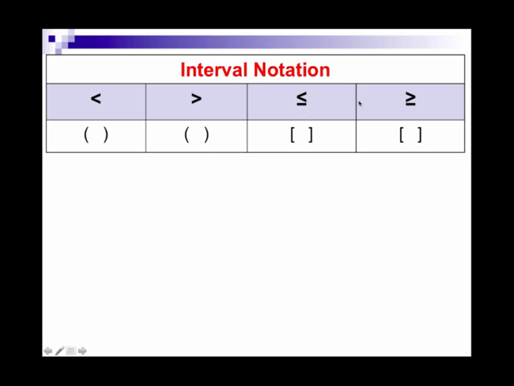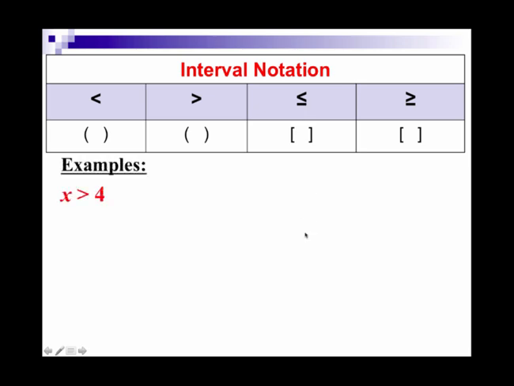And if we have less than or equal to or greater than or equal to, we're going to use brackets. The difference is that this one here does not include the number that we're looking at, and the bracket does. So this one is just greater than or less than, and for the brackets we have less than or equal to, or greater than or equal to.